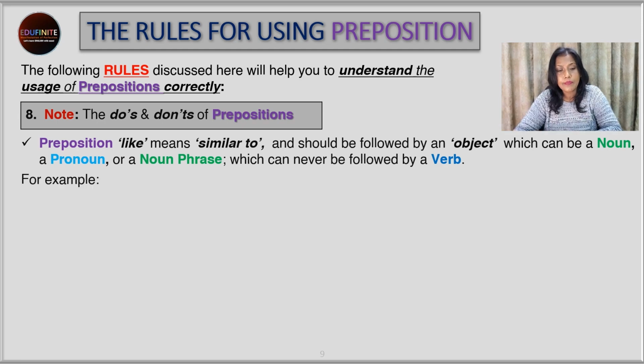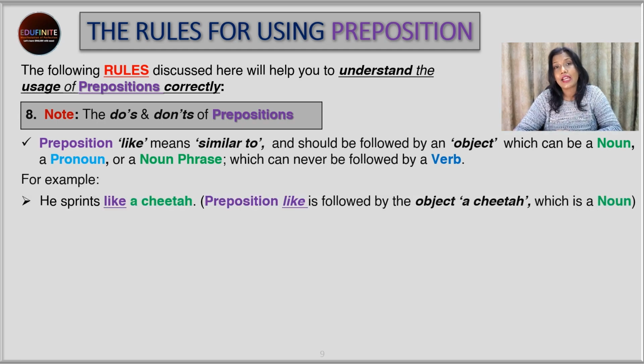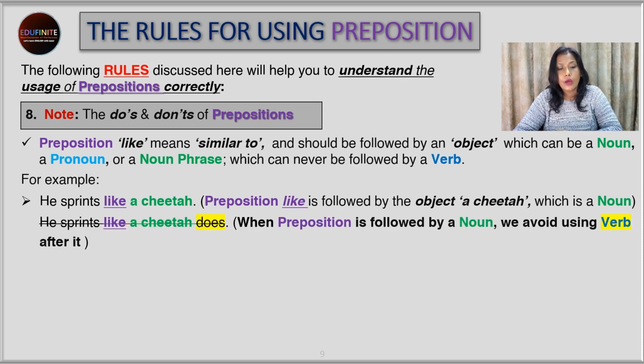For example, he sprints like a cheetah. So over here, like is a preposition, a cheetah of course is the object, which is a noun. But in this sentence, he sprints like a cheetah does. Here what are we doing? After the object, which is a noun, cheetah, we are putting a verb, does, which is absolutely wrong. So you cannot do this.